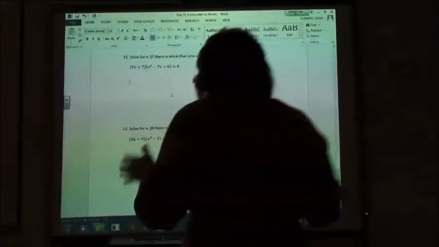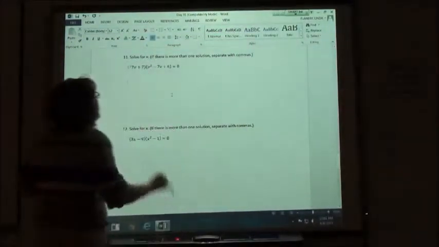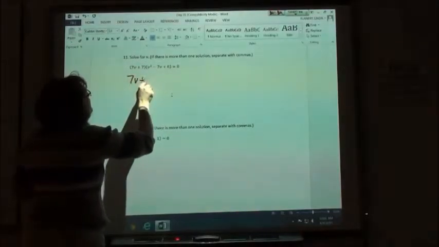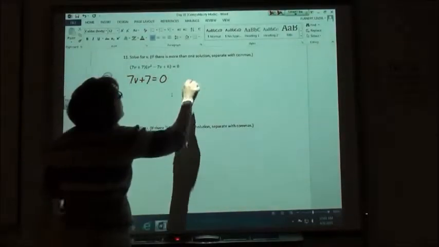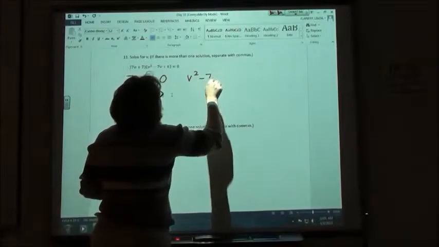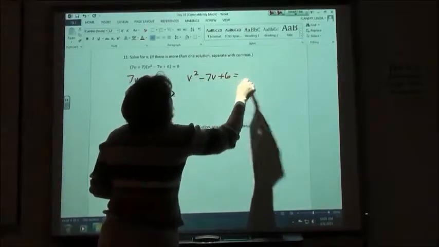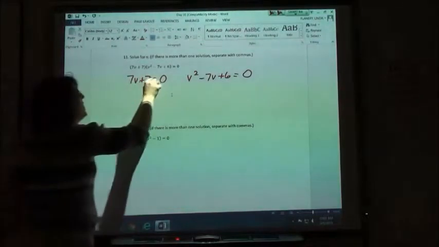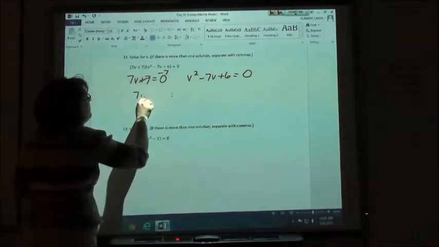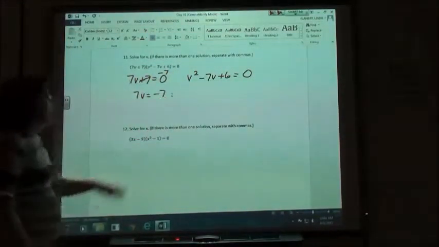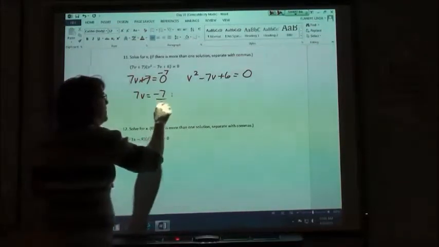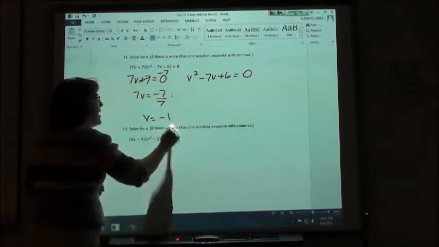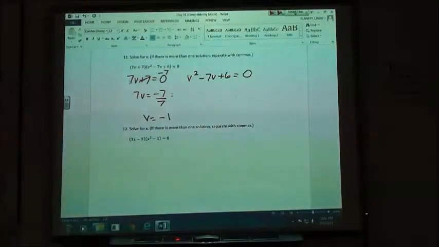We have our two factors set equal to 0. So either the 7v plus 7 could equal 0, or the v squared minus 7v plus 6 could equal 0. So solving this first one, I'm going to move my 7 over. 7v equals negative 7, and then I have to divide. v is going to equal negative 1. Negative 7 divided by 7.